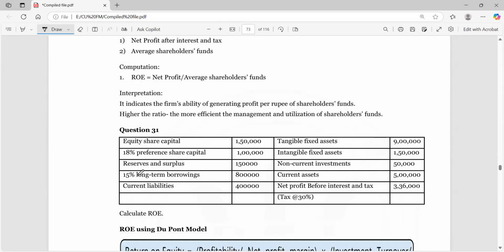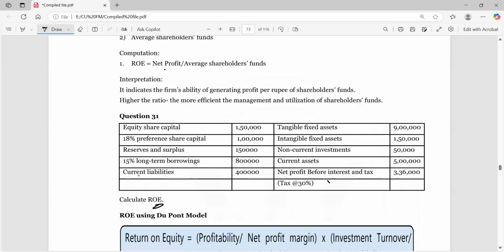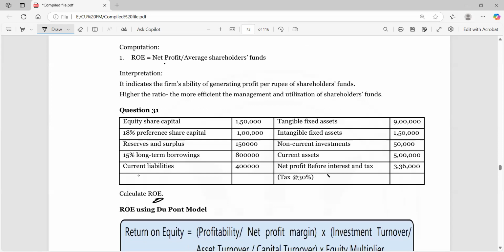Now listen, we will do one thing. First, just calculate return on equity on this. Using this formula, calculate return on equity and tell the amount. Then we will discuss the DuPont model. First, just calculate return on equity. How much are you getting?